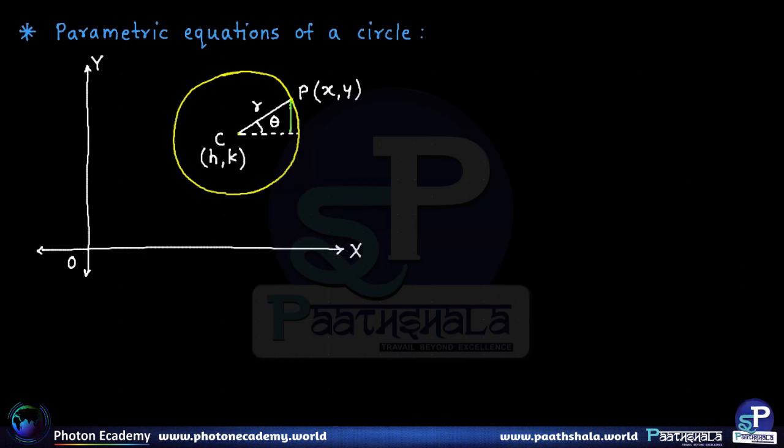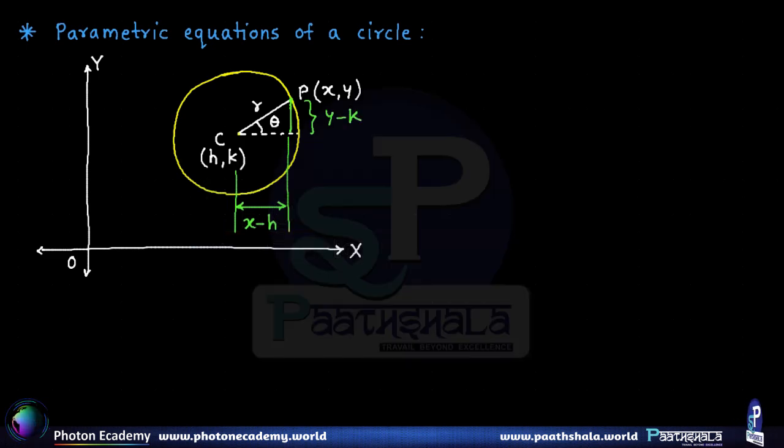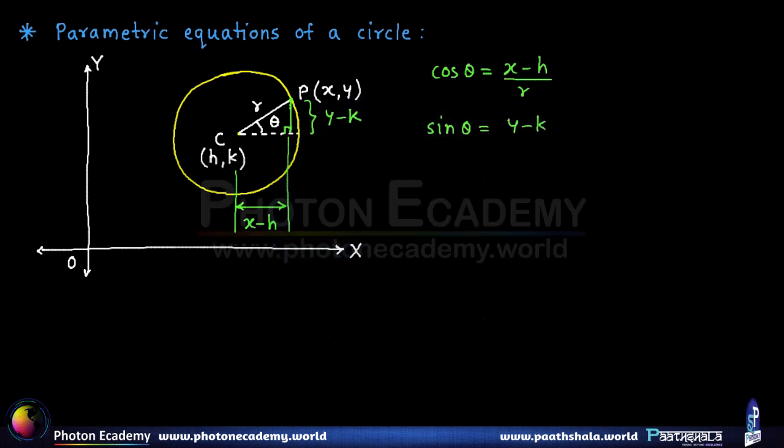If we drop a perpendicular from the general point P to the corresponding horizontal line, we see that the difference along the horizontal direction is nothing but x minus h, and the difference along the vertical direction, that is along the parallel to y-axis, is nothing but y minus k. So in the small triangle formed, we can write that cos theta is x minus h upon r, and sin theta is y minus k upon r.